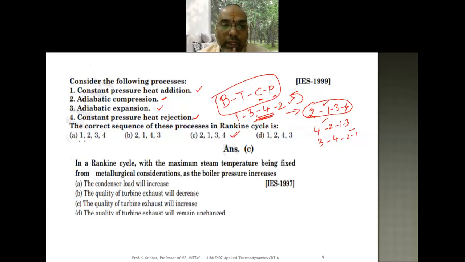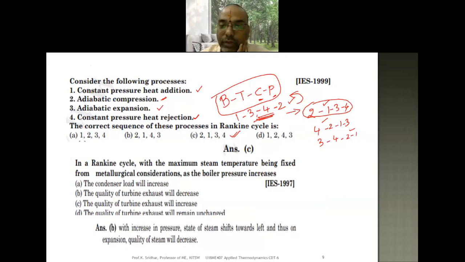Next one. In a Rankine cycle with the maximum steam temperature being fixed from the metallurgical consideration, as the boiler pressure increases, why are we fixing the temperature from the metallurgical point of view? Because with increase in pressure, the state of steam shifts towards the left, and thus on expansion the quality of the steam decreases. So that's why the answer is B: the quality of the turbine exhaust will always decrease.